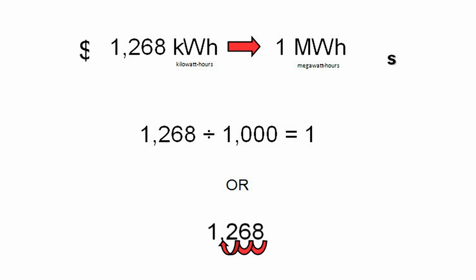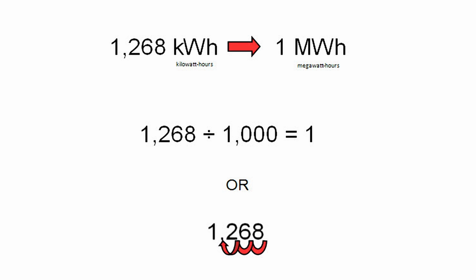Energy amounts are reported in either megawatt hours or megawatts. Sales are reported in megawatt hours and rounded to the nearest whole value. 1 megawatt hour is equal to 1,000 kilowatt hours and can be calculated by dividing your kilowatt hours by 1,000 or moving the decimal 3 places to the left. For example, 1,268 kilowatt hours would be reported as 1 megawatt hour.